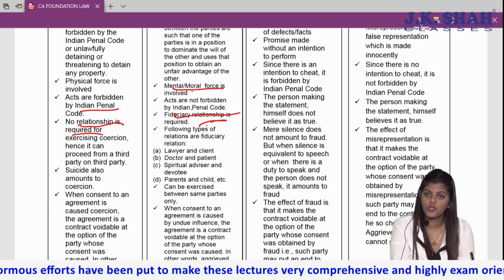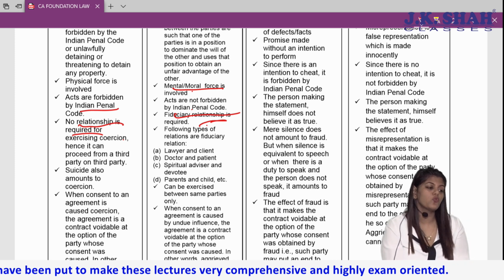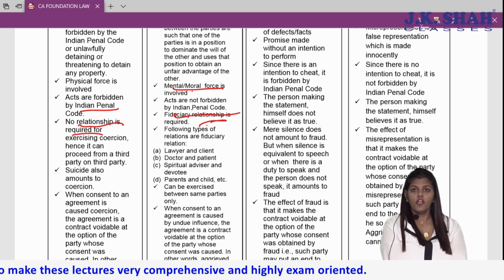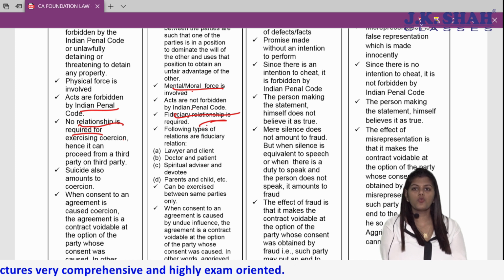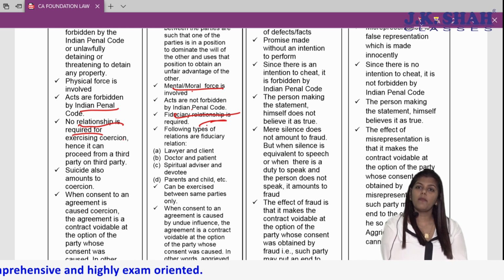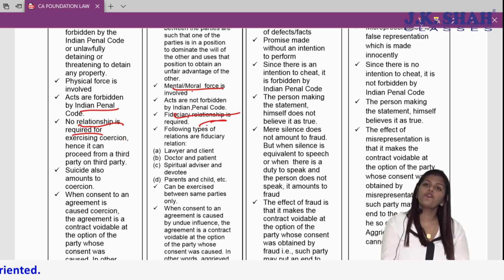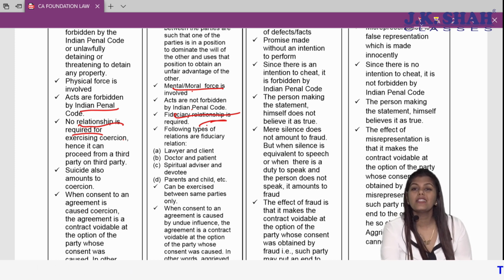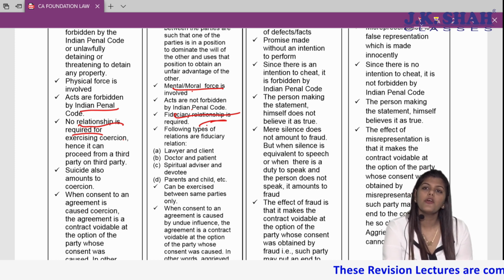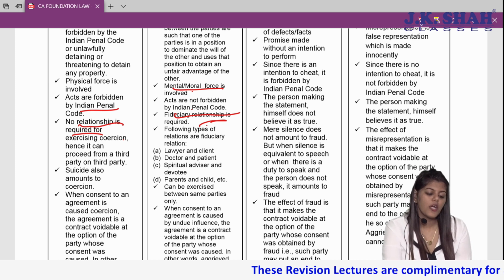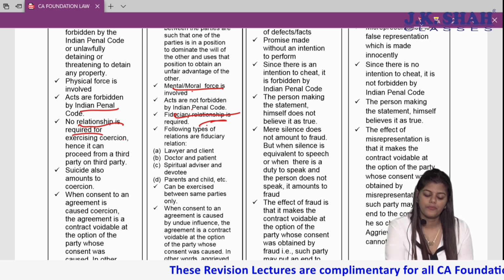Then, suicide amounts to coercion. So normally students tell me, ma'am, suicide is emotional blackmail. If you don't give me this, I'll go and commit suicide. So this is emotional blackmail. I agree, but still it will come in the category of coercion because suicide is a crime. Threatening to commit suicide is a crime. So it comes in the definition of coercion. So suicide amounts to coercion.